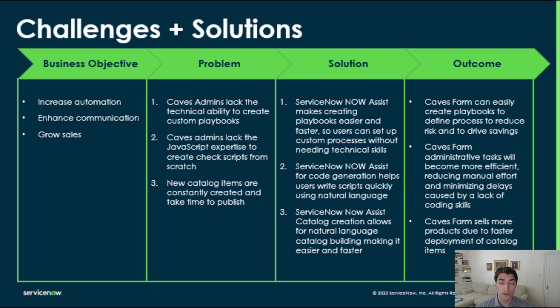So one was Cave's admins not being able to create playbooks just due to technical knowledge. Same thing around using JavaScript to be able to create some customizations that would help you do some of the admin tasks more efficiently. And then even new catalog creation being an issue, just because there are so many new catalog requests that you guys need to push out there for clients, where it's really a challenge today being able to quickly onboard new catalog items.